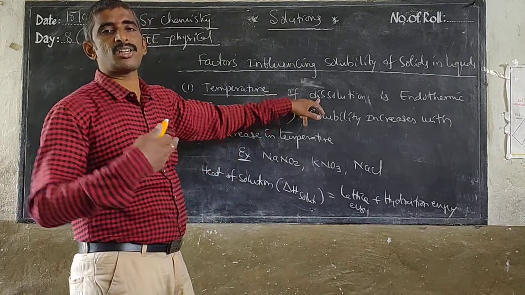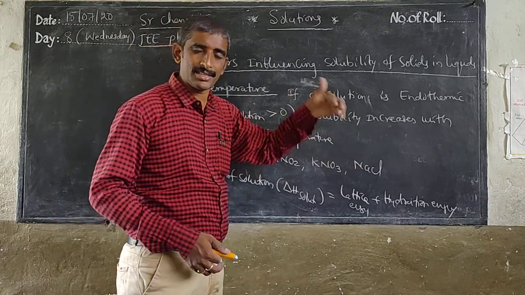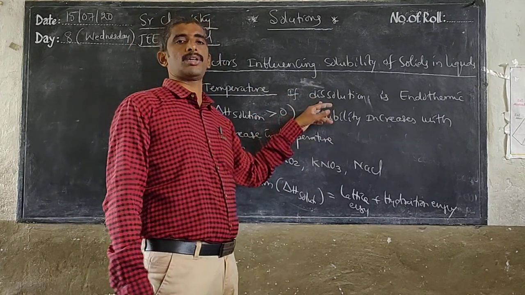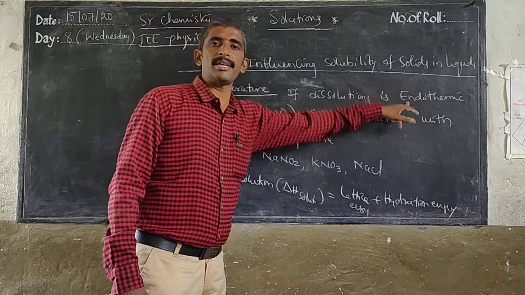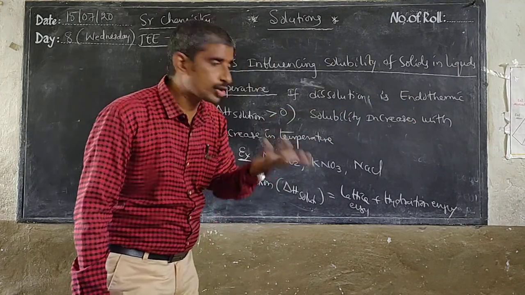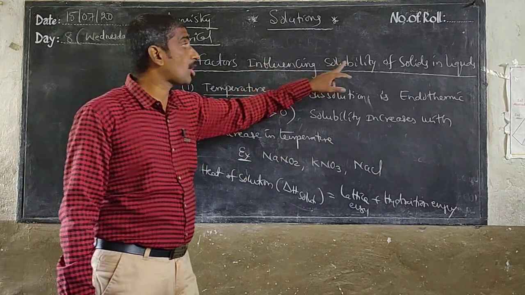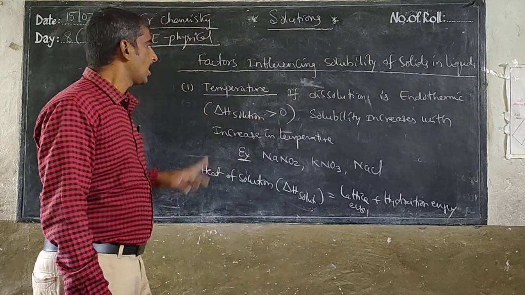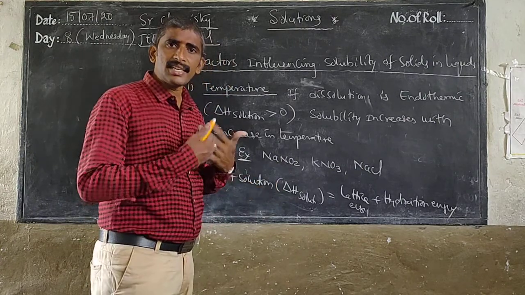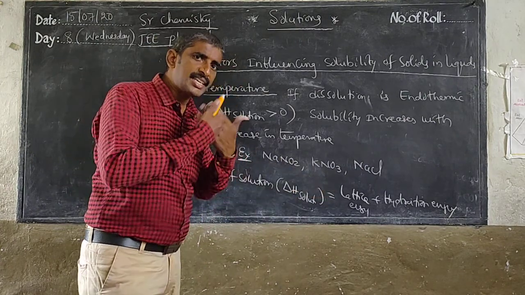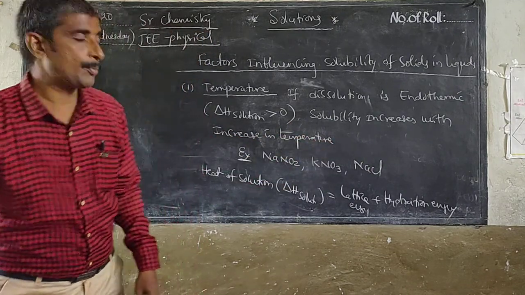Anyway, dissolution is formation of solution. When a solute dissolves in a particular solvent, a solution is formed. If the dissolution is endothermic, solubility increases with increase in temperature. With respect to the solubility of solids in liquids, examples are NaNO2, KNO3, NaCl. In these salts, as temperature increases, solubility also increases.